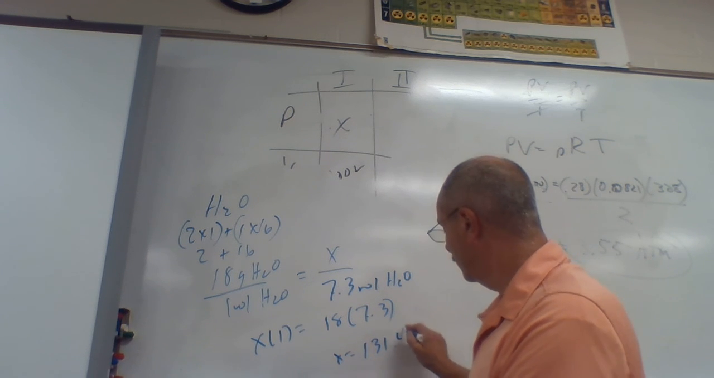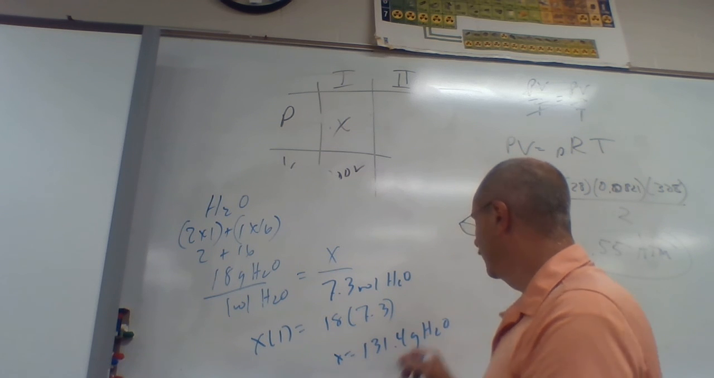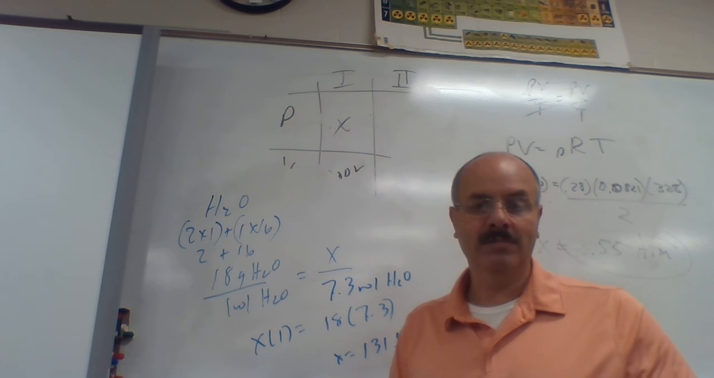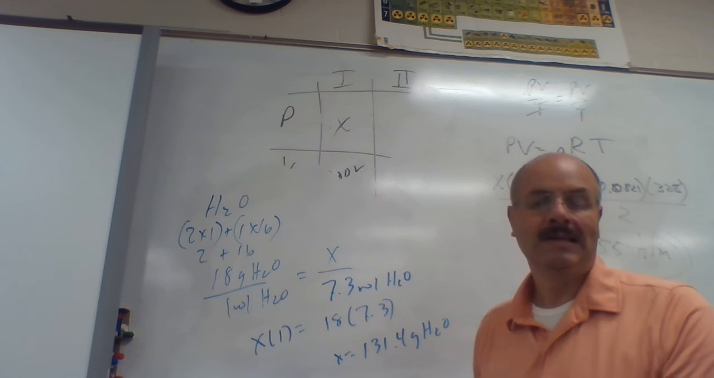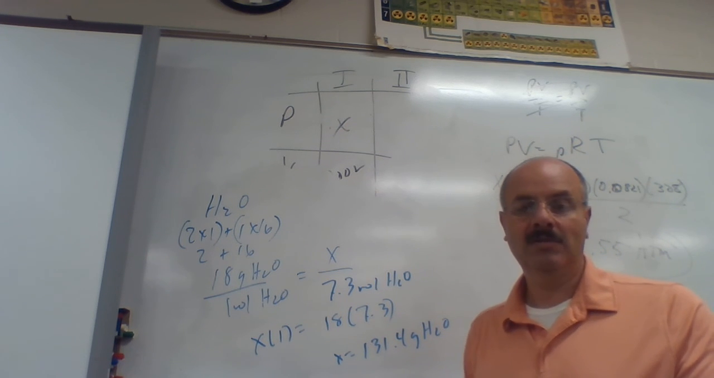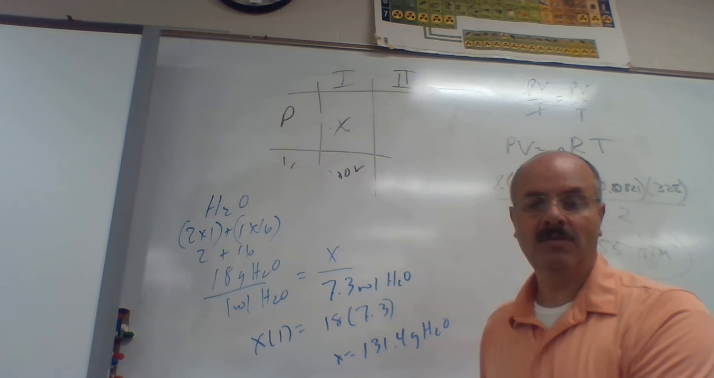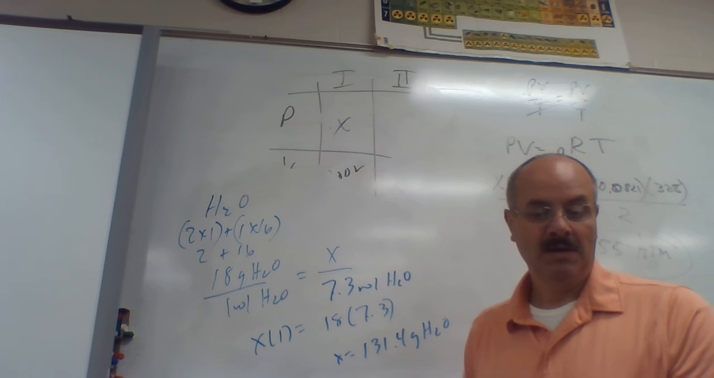131.4 grams of water. And is that per 1 mole? Nope, it's not per 1 mole. It's actually per 7.3 moles this time. All right, if I have 7.3 moles of water, then I actually have 131.4 grams of it.